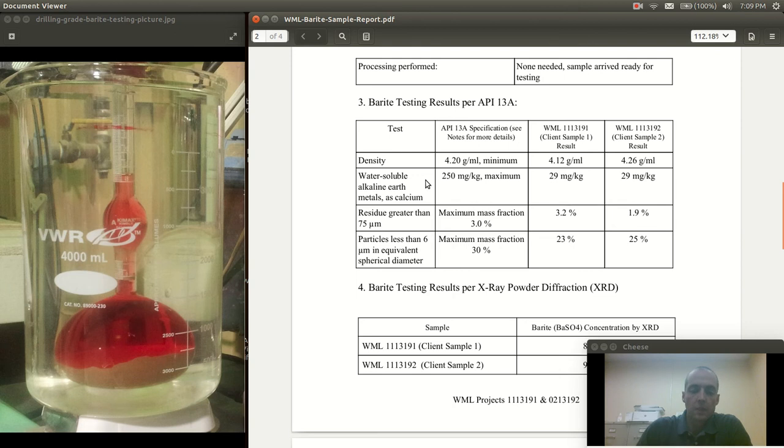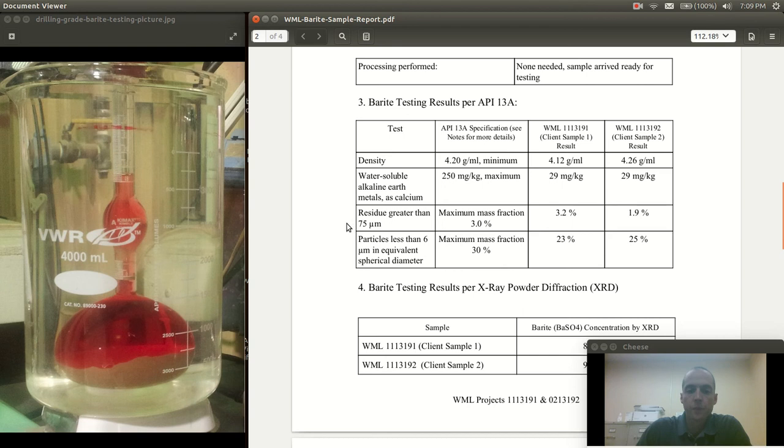The next one is a chemistry purity, and that's water soluble alkaline earth metals as calcium. The limit there is 250 milligrams per kilogram, and that's a maximum. And in our sample case here, we were down at 29. It's pretty common to have low water-soluble alkaline earth metals in barite. It's not something that I've seen spike a whole lot. It's generally low.